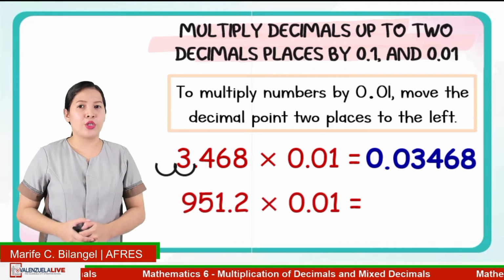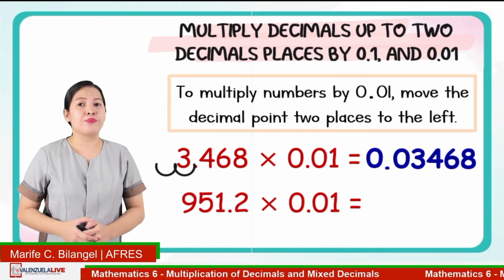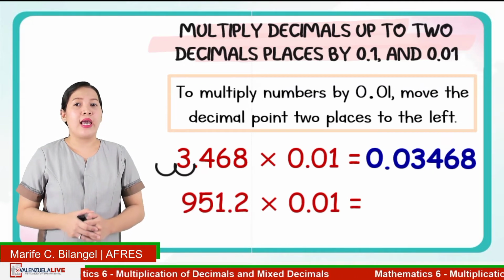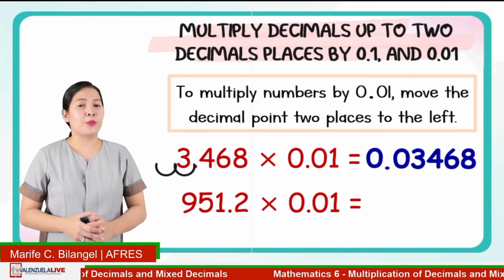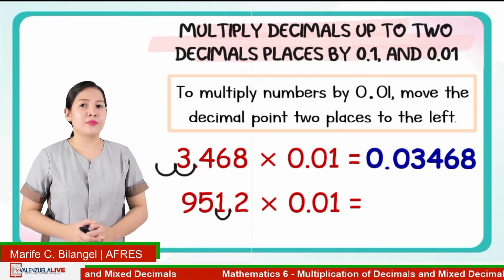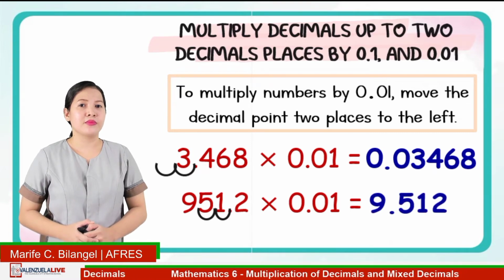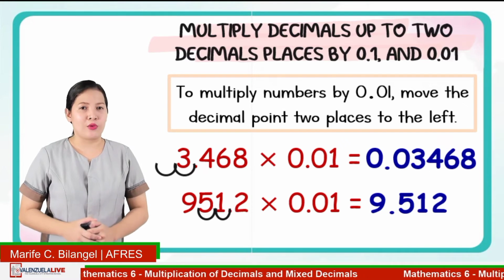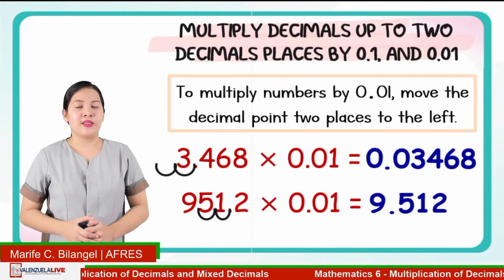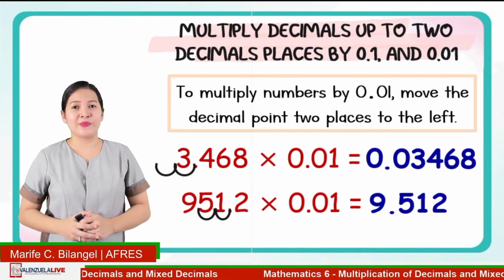Let's have another one. 951 and 2/10 multiplied by 100. The product is 95,120. Do you have the same answer?